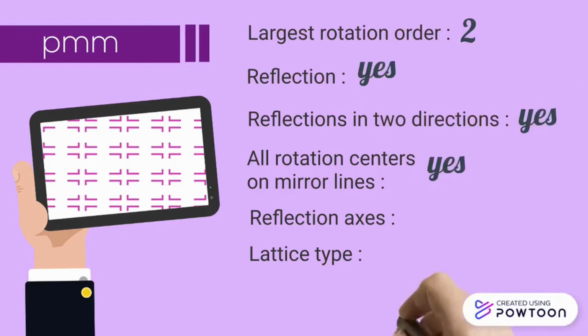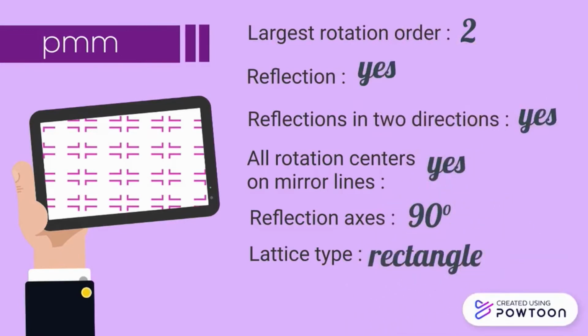The PMM's largest rotation order is 2, and it contains perpendicular axes of reflection. The lattice is rectangular, and the rectangle can be chosen for the fundamental region of the translation group so that a quarter rectangle of it is a fundamental region for the symmetry group.